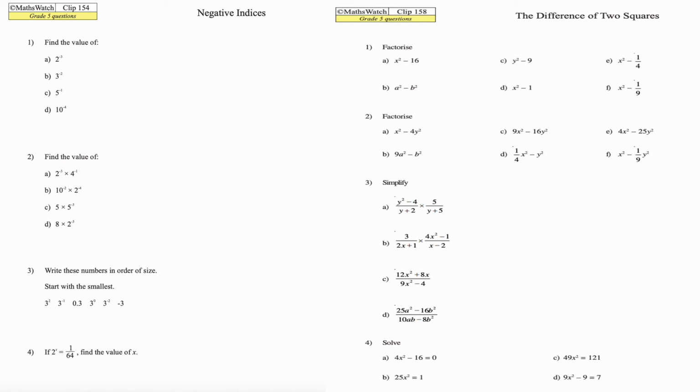Hi, welcome to this video looking at revision style questions and revision for upcoming exams for summer 2022 for negative indices and the difference of two squares. So I've picked two random topics for grade 5 GCSE maths from Maths Watch. And that's the clip number in case you want to check out the video or videos for Maths Watch for GCSE 9 to 1 maths.